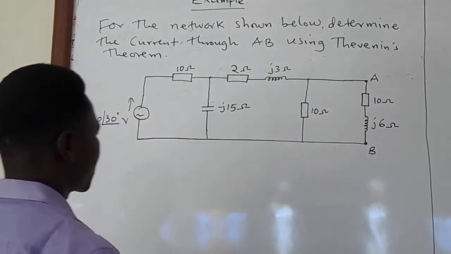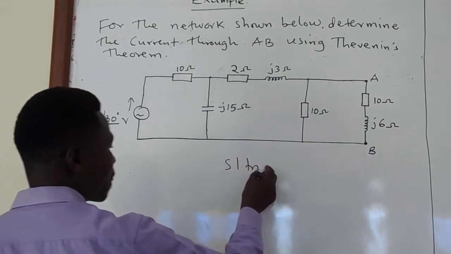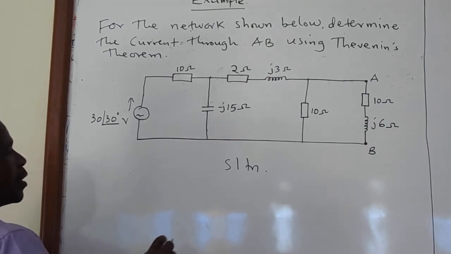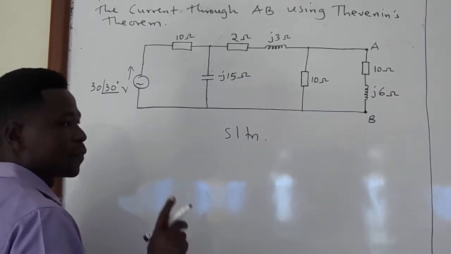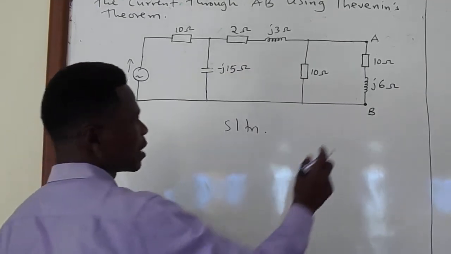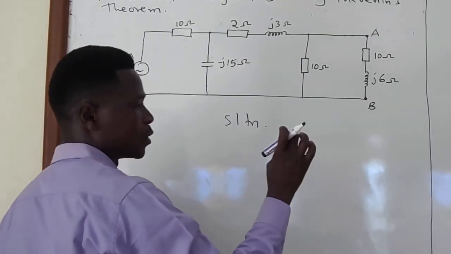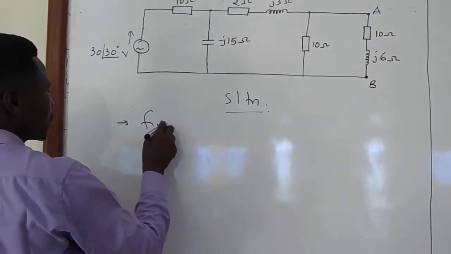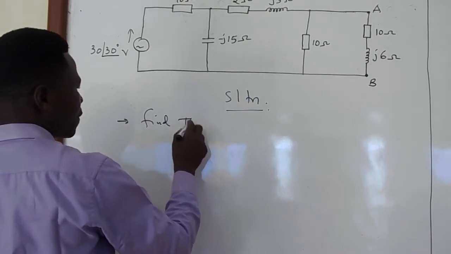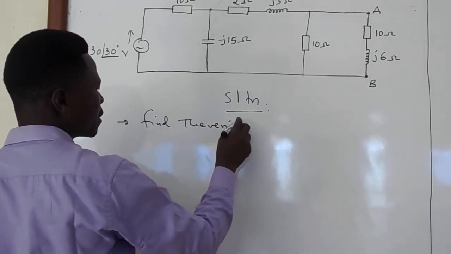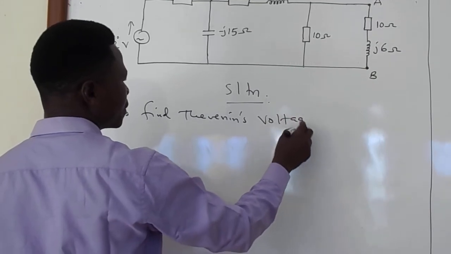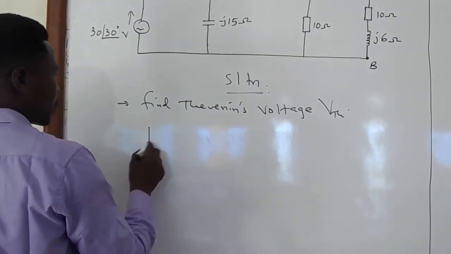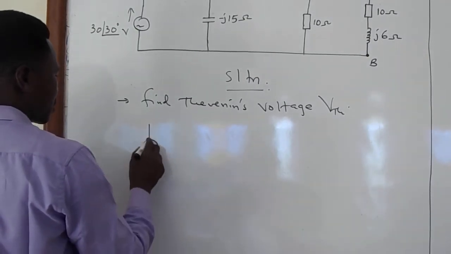So in our solution, I want to now get the Thevenin's voltage. Now, if you look at the circuit, I've just said that the Thevenin's voltage is the voltage across terminal AB when the load is removed. So our circuit will now look like this. We need to find V Thevenin's. And the circuit that will lead us to get that is as shown.